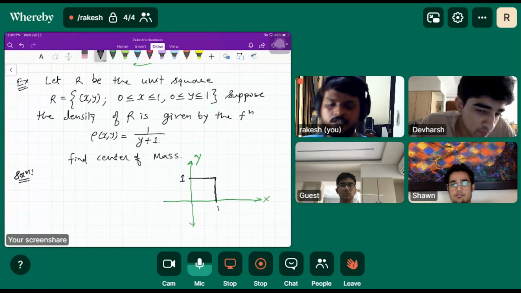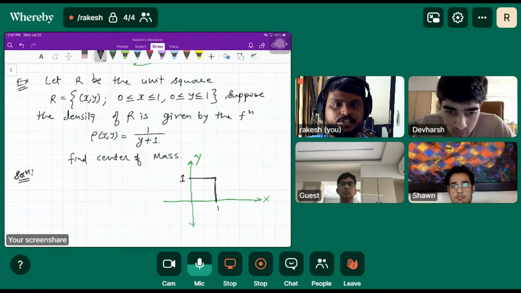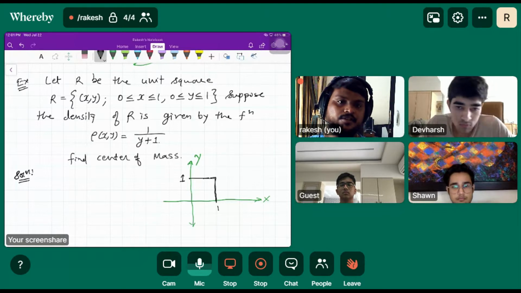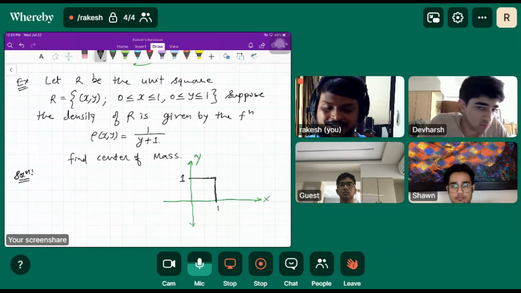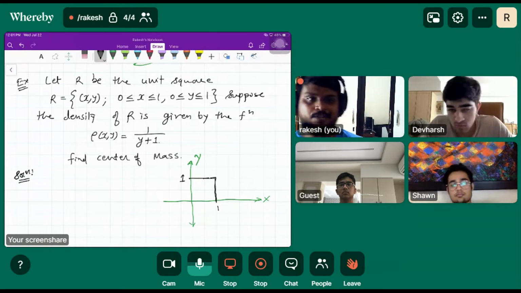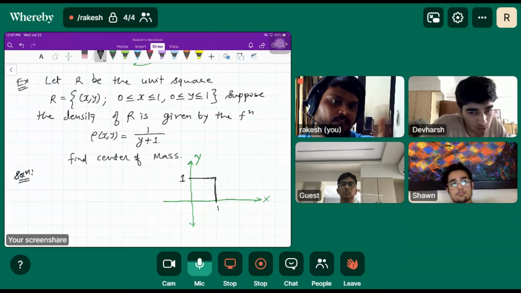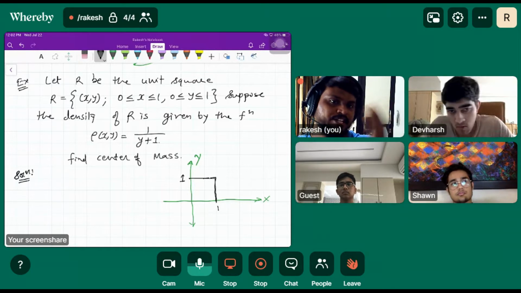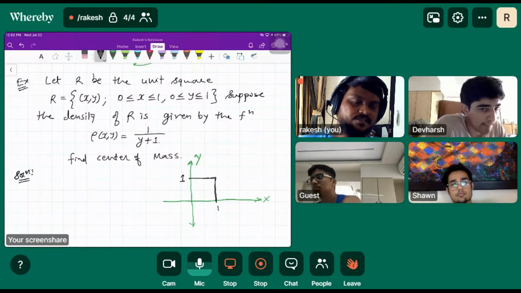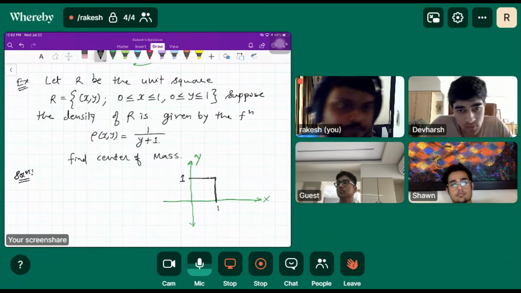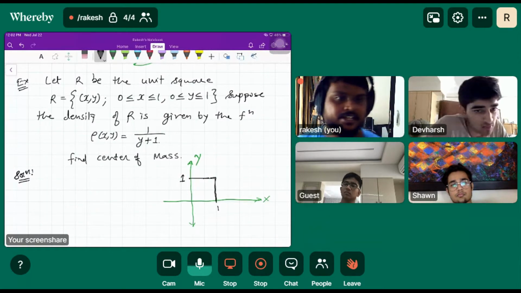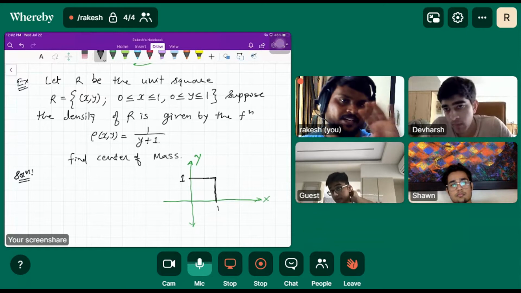But if you look at the mass density function here, rho(x, y) equal to 1 over y plus 1, that is independent of x. Are you getting that? As you increase the y value, what happens to the mass density function? If you increase the y value, the mass density function is decreasing. Can you observe that relation here? Rho(x, y) is equal to 1 over y plus 1.